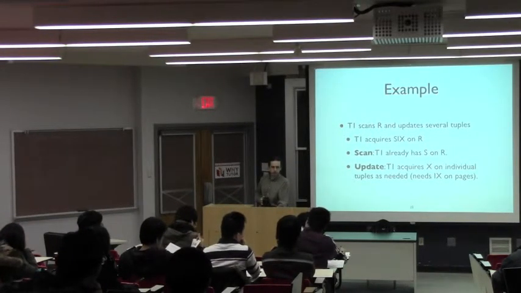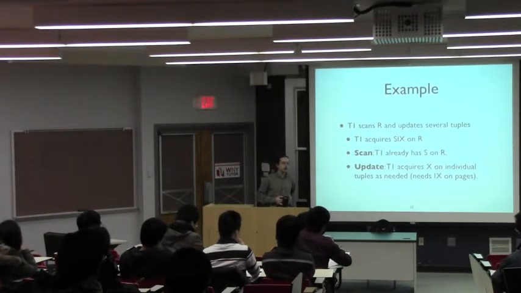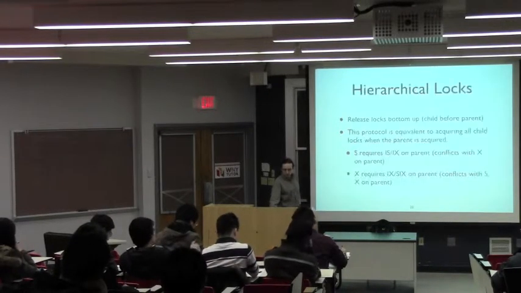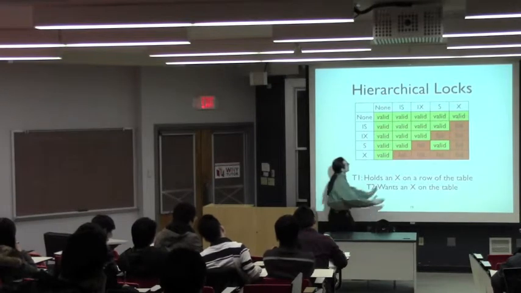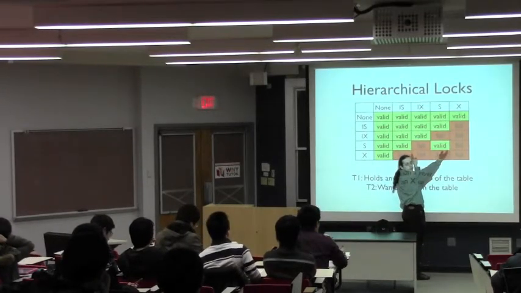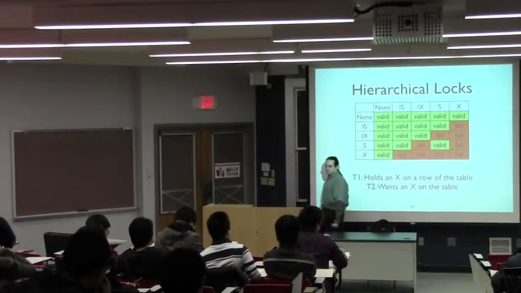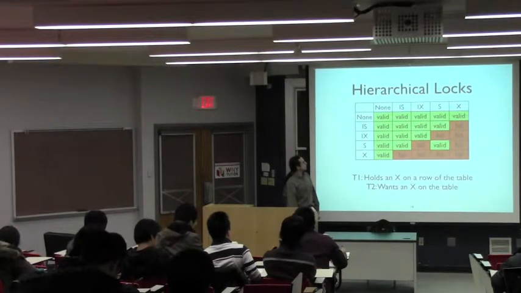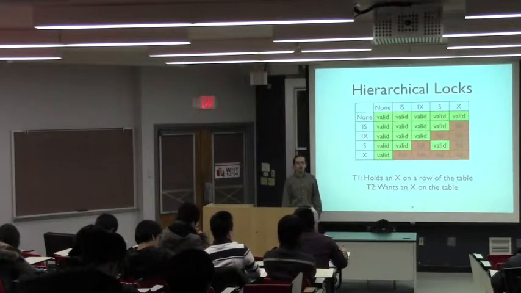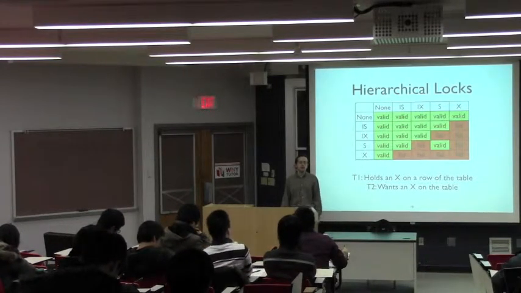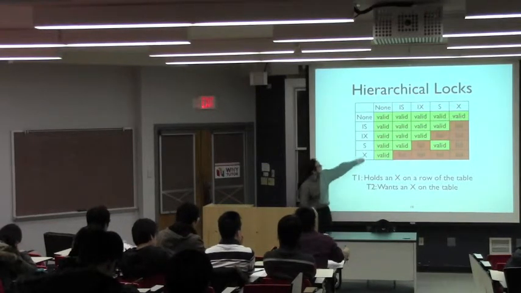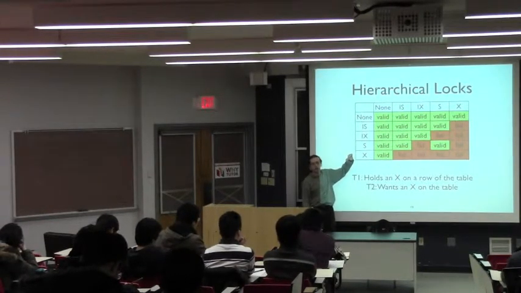What's the meaning of SIX? That's shared. It's essentially having both shared and intent to exclude. So think of that as a combination of these two columns. Having a SIX would conflict with any other transaction that had a SIX. It would also conflict with any transaction that wanted to grab a shared lock.